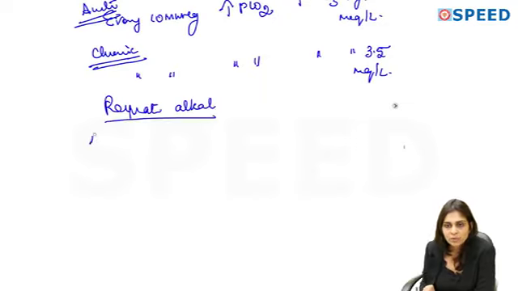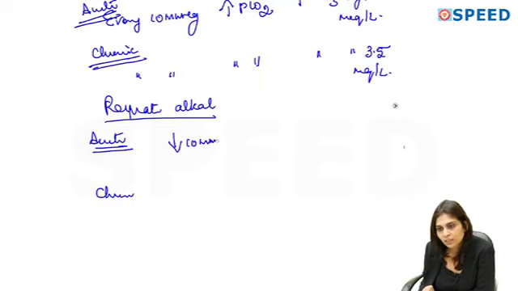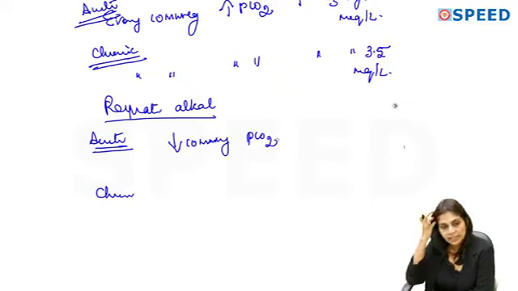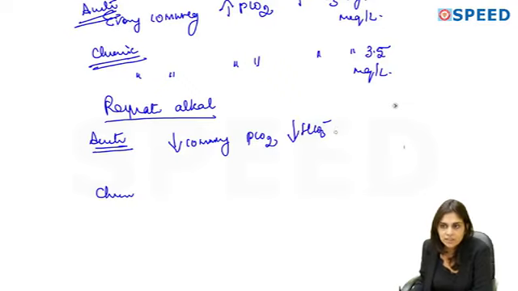Again, you have an acute compensation and a chronic compensation. How will you calculate acute compensation? For every 10 millimeter of mercury decrease in PCO2, bicarbonate should also be reduced by 2 milliequivalents per liter.